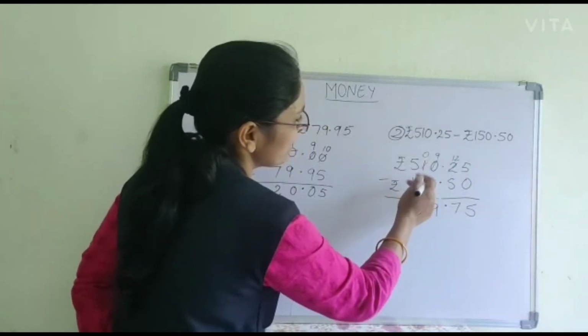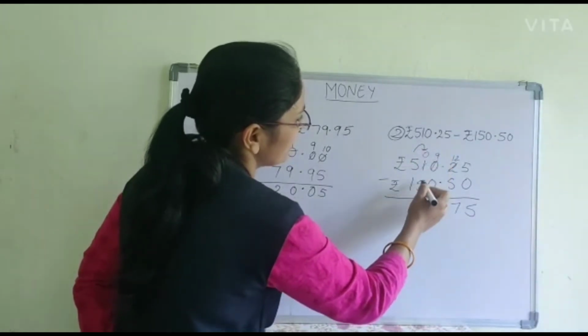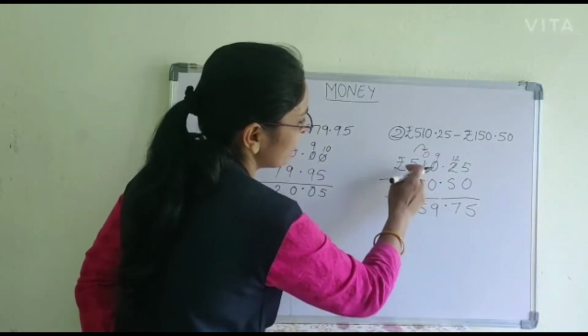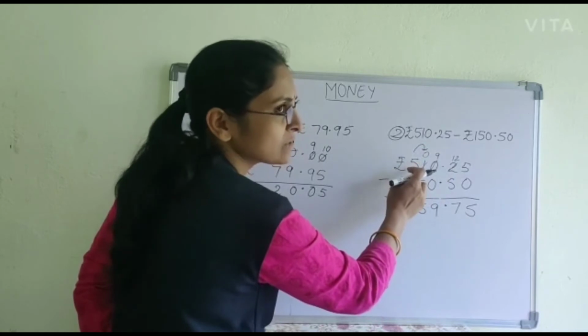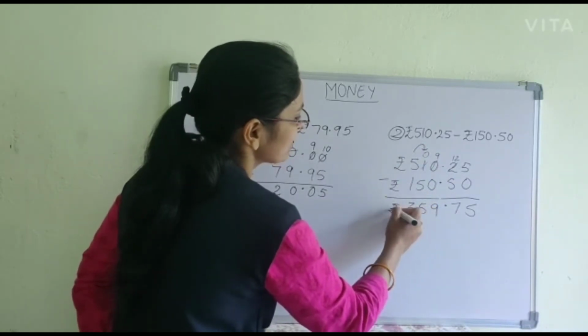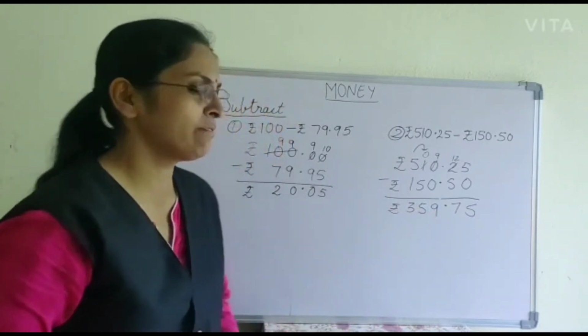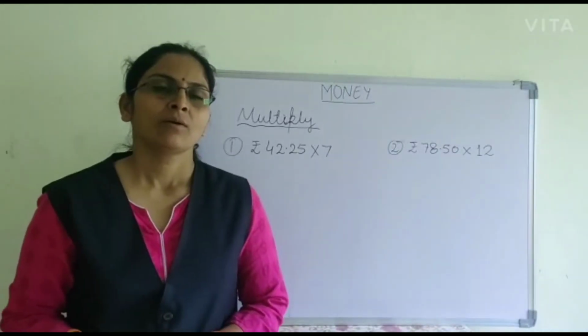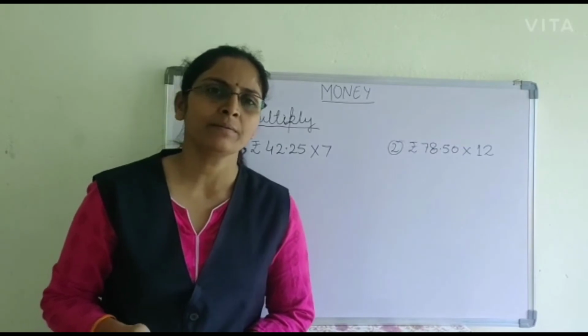Again 0 minus 5, so borrow from here. Now 10. 10 minus 5 is 5 and I borrowed 1 from here, that means this was 4. Now 4 minus 1 is 3. So this is rupees 359.75. Now multiplication of rupees and paisa.